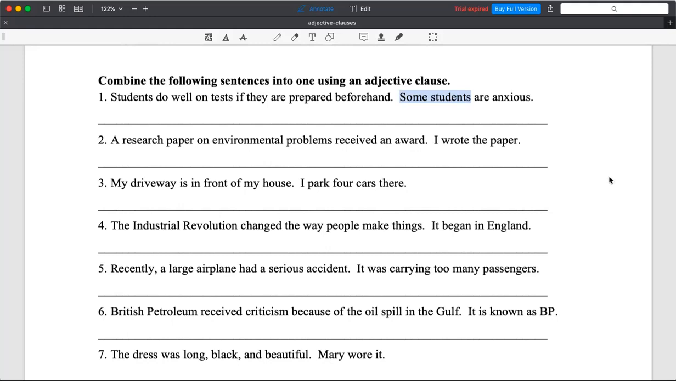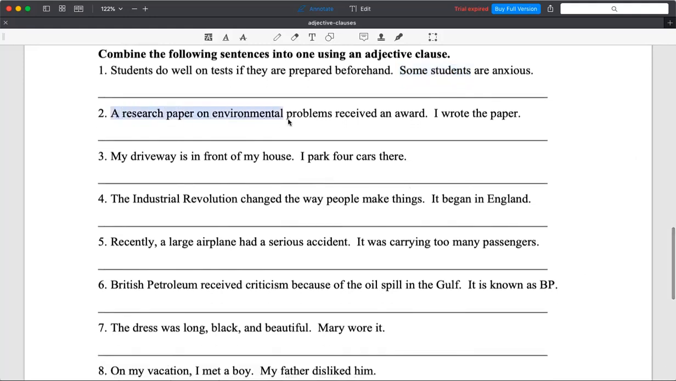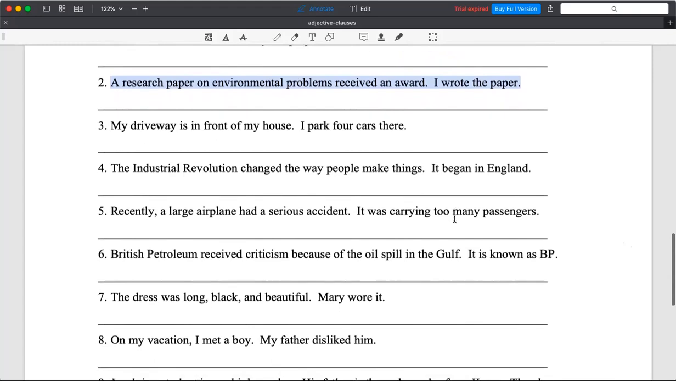So I'm waiting for everyone to write down the answers in the chat box. Thank you, Fiona. Number 2, a research paper on environmental problem received an award, and I wrote the paper. So I wrote a research paper on environmental problem and received an award. You can also say, yeah, Fiona, that was a correct answer. I wrote a research paper, which was an environmental problem and received an award. Your sentence is correct though, Fiona. That is one way to do that.